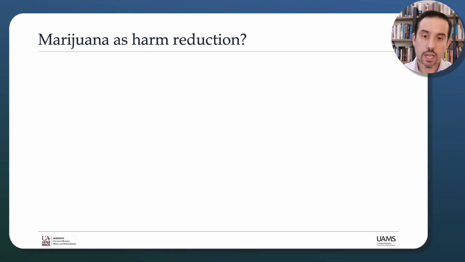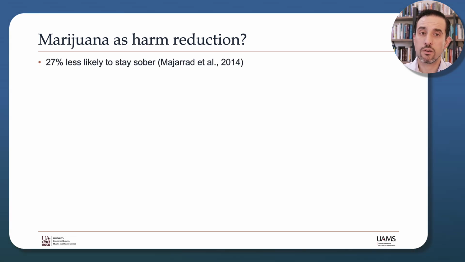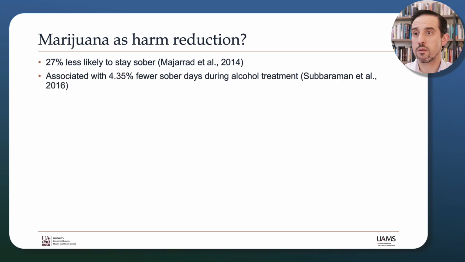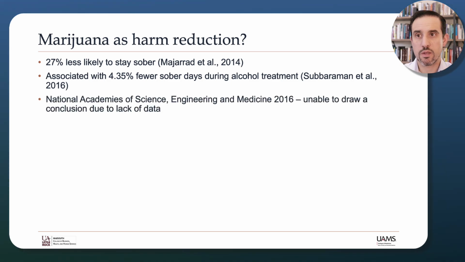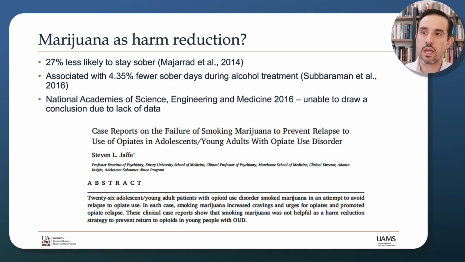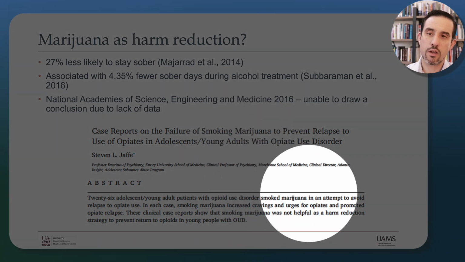Now, one thing that is not actually related to harm reduction that I want to touch on briefly is the use of THC or marijuana products. This has been floated as a potential solution, but it does not show that in the data. We've actually found in the data that I've seen that patients are less likely to stay sober if they're using THC products and marijuana. There's one for alcohol treatment that found, again, fewer days sober. There was a National Academy of Science, Engineering, and Medicine study that found it was not the case. Here's one specifically looking at opioids that found that in 26 cases, they were smoking marijuana in an attempt to avoid relapsing. In each case, it increased cravings and urges.